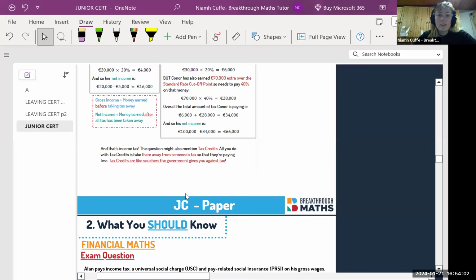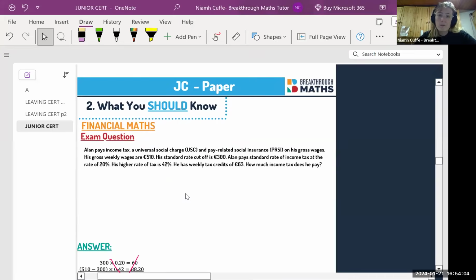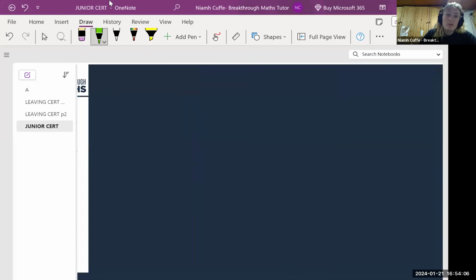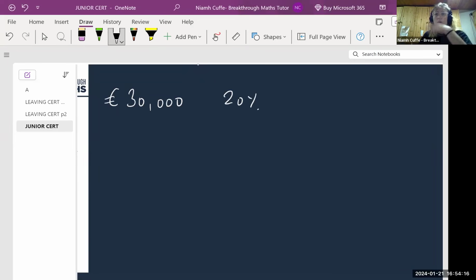What the government decides to do is, well, if you make, let's say, up to 30,000 euro a year, the government says, I'm going to take 20% of this. I'm having 20% of that. You're not having all that.